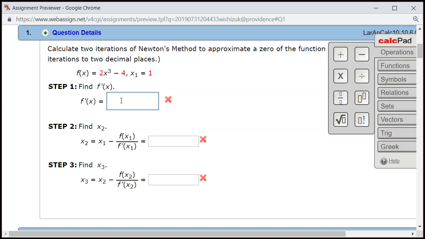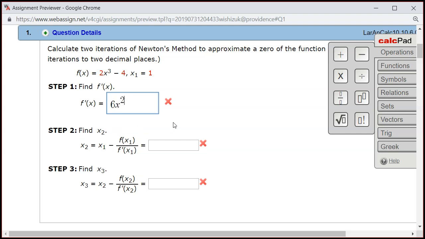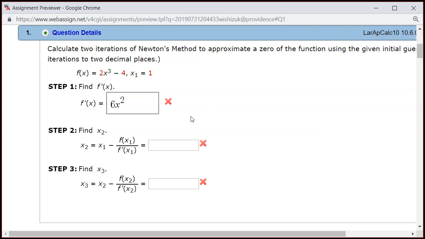Alright, so the derivative is pretty easy. You take the derivative, so you're going to get 6x squared. And that was it, right? So we have that. Then what we need to do to find x2 is x1, which is 1, minus f of 1 divided by f prime of 1, right?